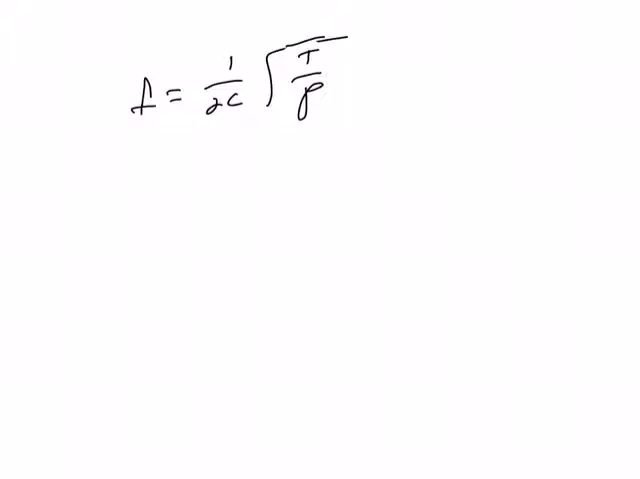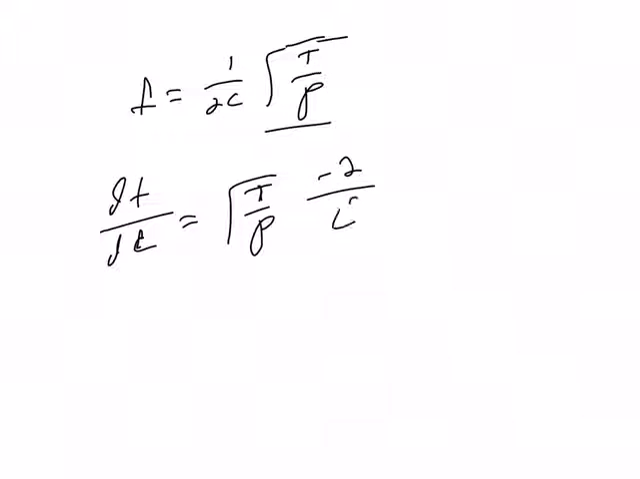So we want T and P to be constant, the tension and the linear density, and then we want to find the rate of change of this frequency. So we want to find df over dL. Well, this is a constant, so this is just going to be the square root of T over P times negative 2 over L squared, just doing the quotient rule down here. Sorry, there should also be a 2 squared over here because this whole thing is squared.